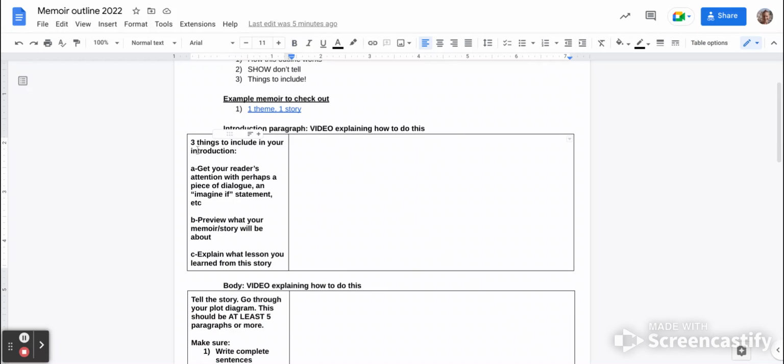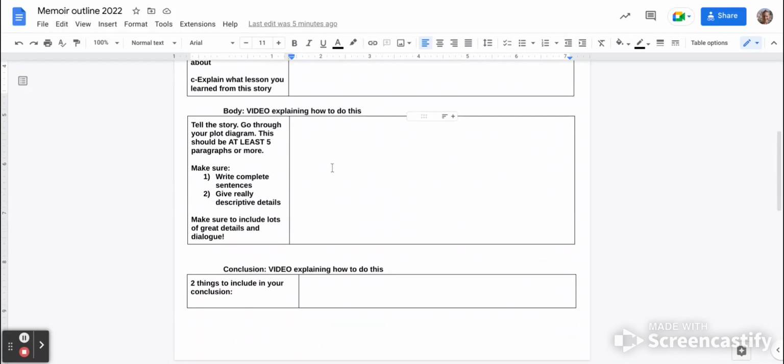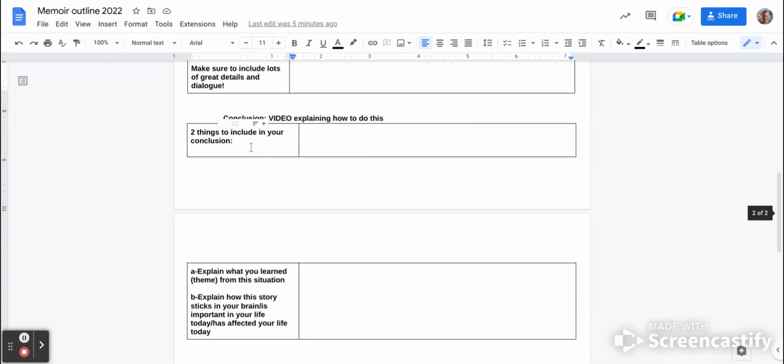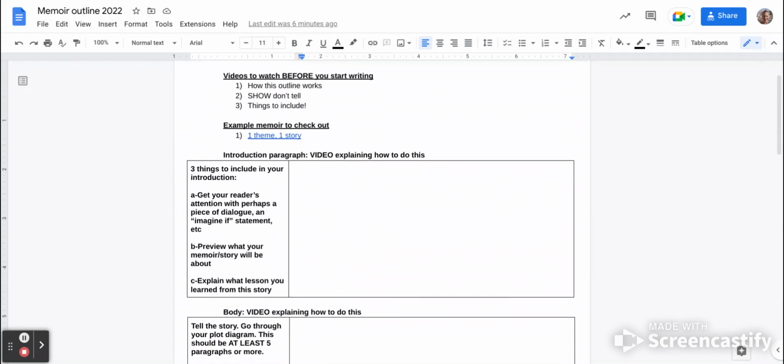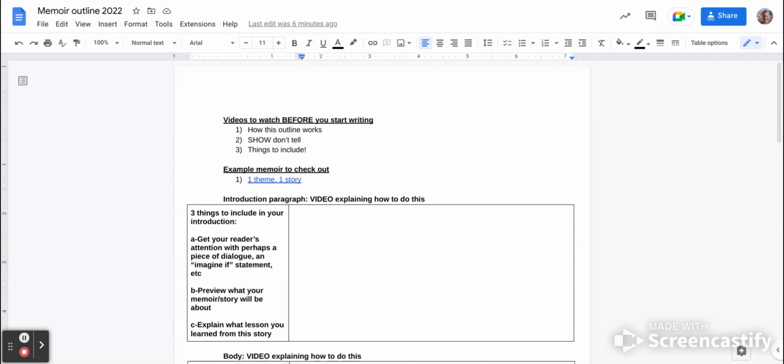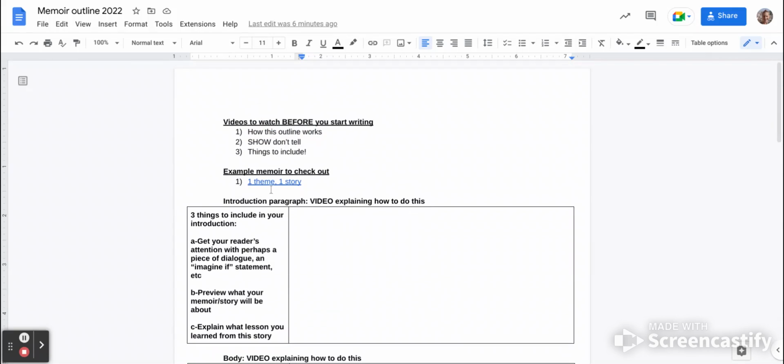So your introduction, you can watch the video, and on the left-hand side over here, it gives you some help, and you write on the right-hand side. Then you go to your body, same thing. You can watch the video, get the help on the left-hand side, write. And then conclusion, same thing, help on the left-hand side and write on the right-hand side. So that is how you are going to use this outline.